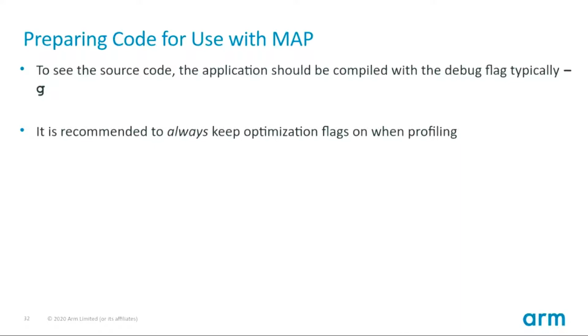I mean, you certainly can profile a code. If you don't do this, you just won't see the exact source code information, but you'll still get general function timings. And we recommend that you use your normal optimization flags when you're profiling with MAP.